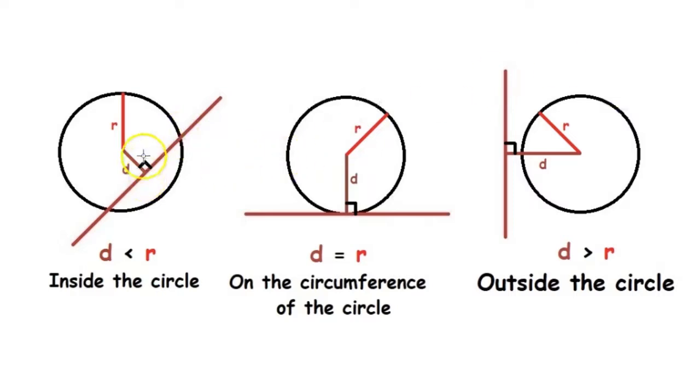So here we will have three situations. The first situation is when the normal distance is less than the radius of the circle. Then the line is inside the circle. The second situation is when the normal distance is equal to the radius of the circle. Then the line is on the circumference of the circle. The third situation is when the normal distance is greater than the radius of the circle. Then the line is outside the circle.